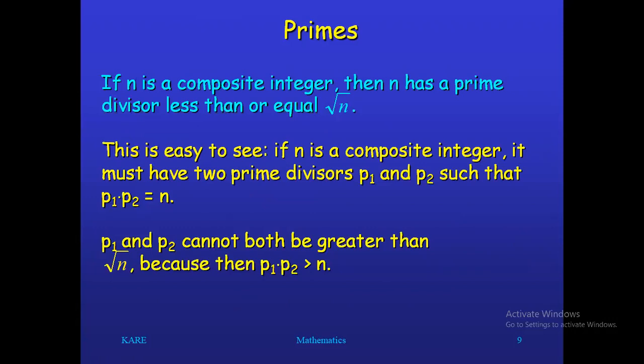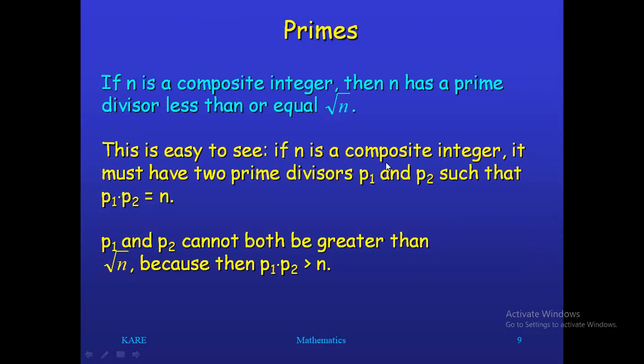Then some of the important statements we are going to see here. If n is a positive integer, then n has a prime divisor less than or equal to root n. If n is a composite, I'm just taking one composite integer, then it will have some prime divisors, but those prime divisors will be less than or equal to the square root of that n.